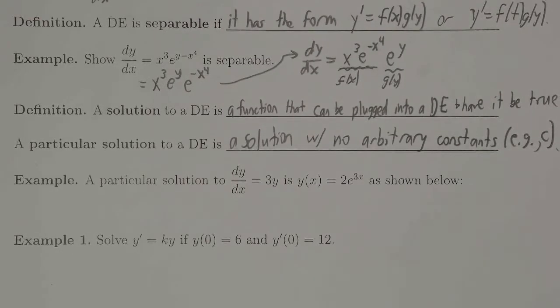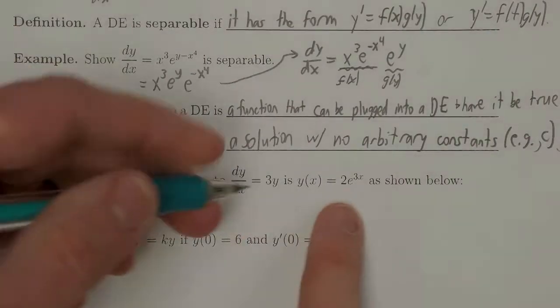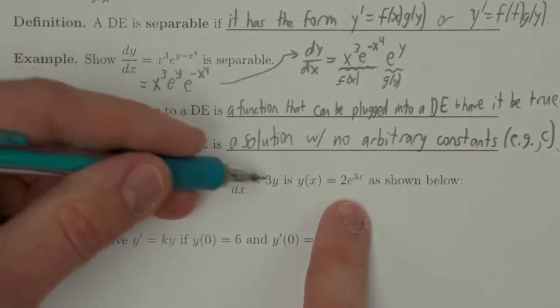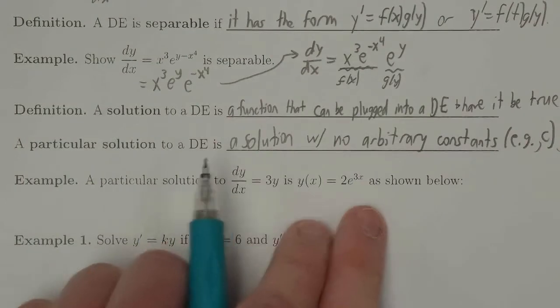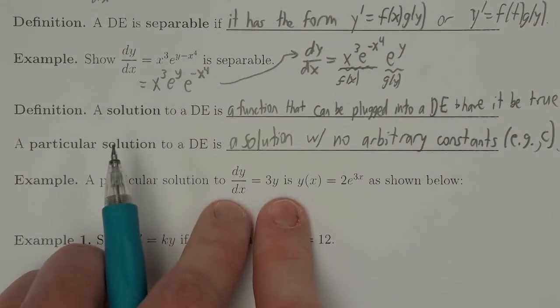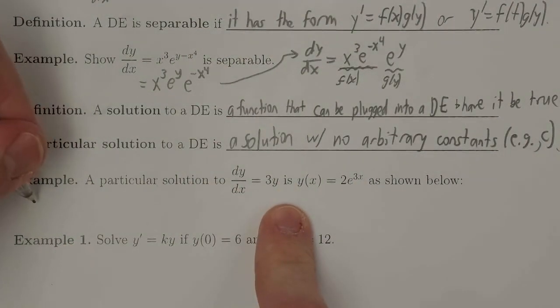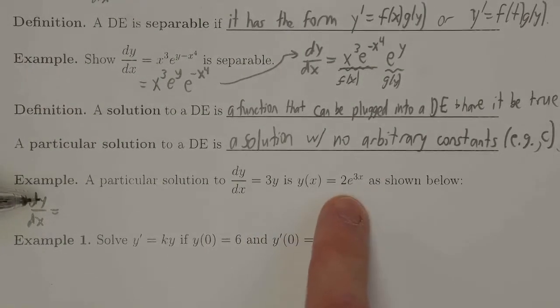So a particular solution to dy dx equals 3y is y of x equals 2 times e to the 3x, as shown below. So what we'll do is plug y of x into our differential equation and show that if we plug this in, both sides should be equal to each other. So in this case, dy dx, all we're doing is taking the derivative of y, this function here, with respect to x. So doing that should get you what?